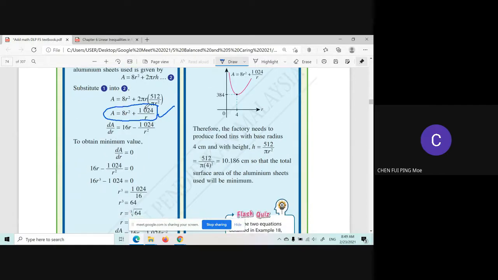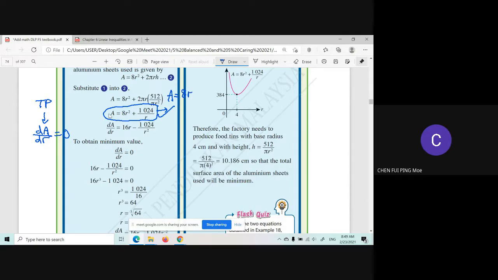Okay, so just now we said total surface area minimum, right? So when you see minimum or maximum, you need to think about turning point. When you think about turning point, you will need to do first derivative equals 0. So in this case is A and r, so dA/dr equals 0. So you need to find dA/dr first. So how to find dA/dr? This one needs to be rewritten first, right, before you do differentiation.